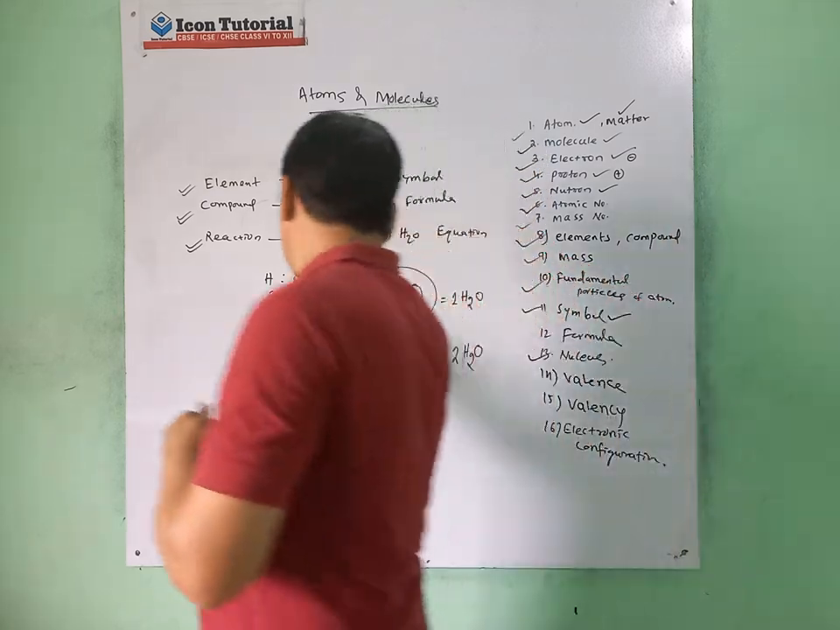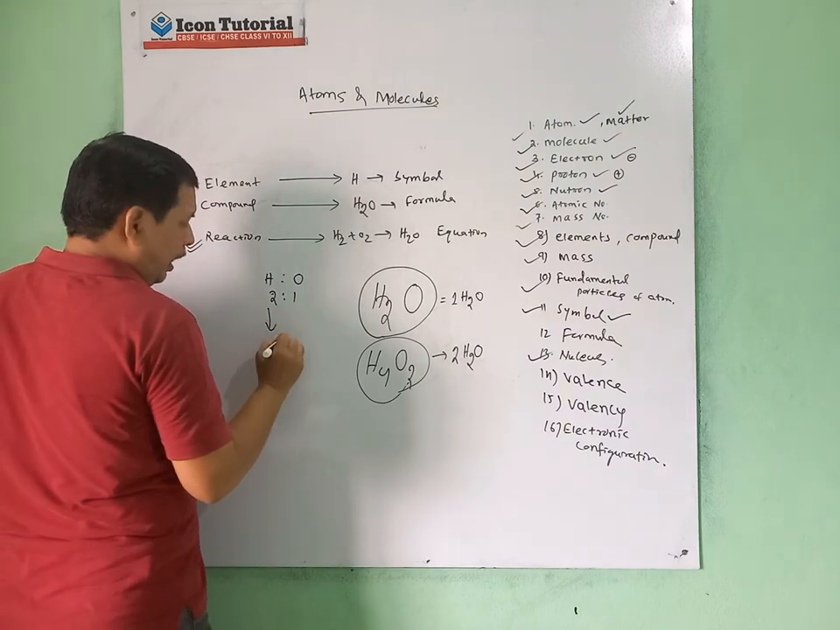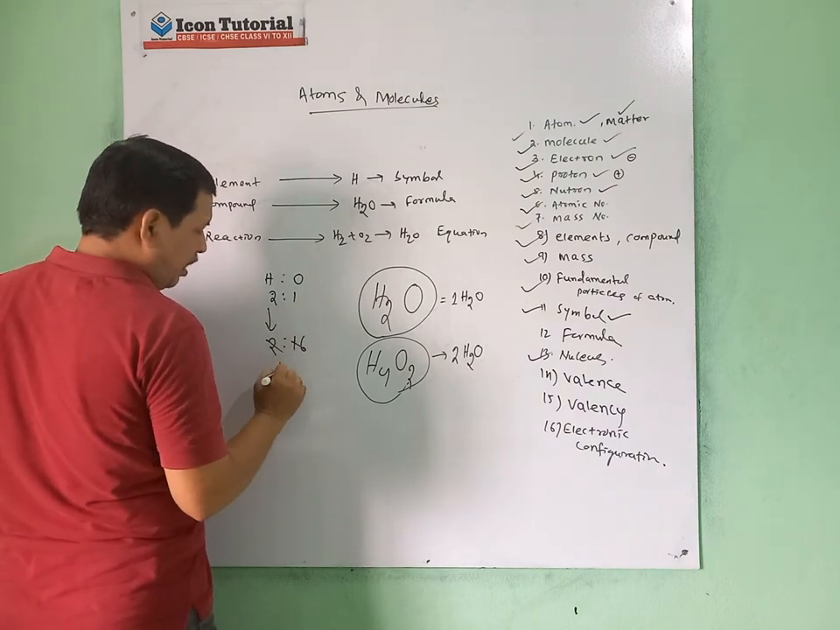Same fixed by mass. If this is your 2 and this is your 16, so that is when 1:8.